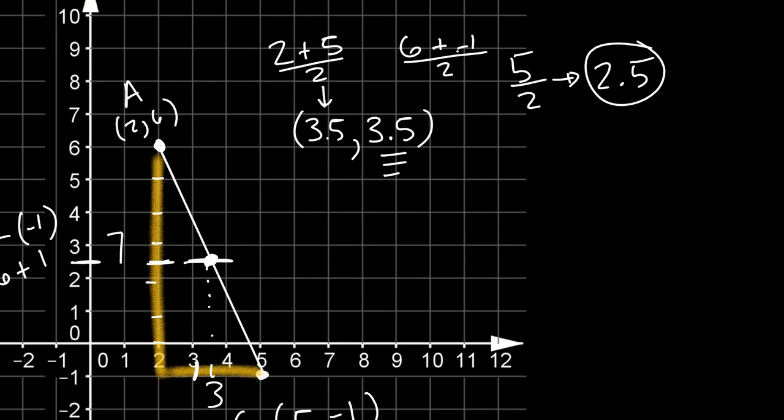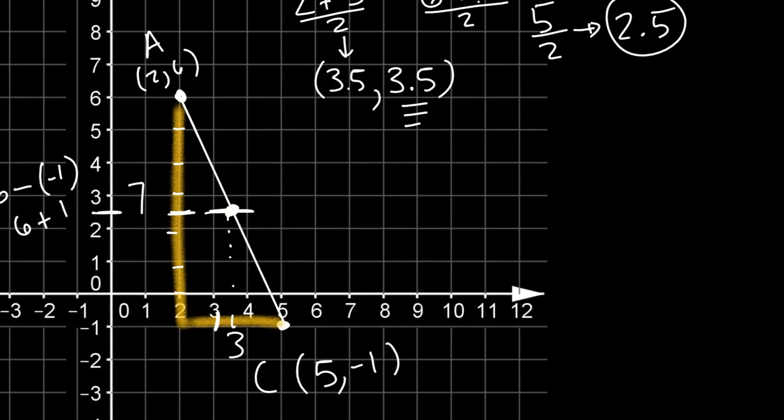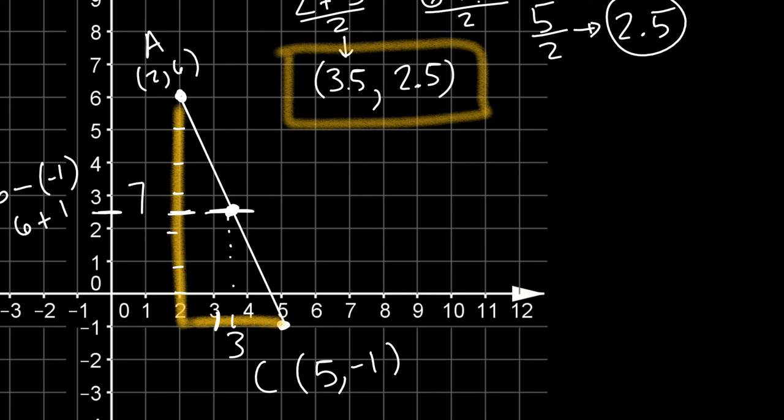So the problem was, 6 plus negative 1 is 5, divided by 2 is 2.5. The problem was that I didn't read this right. So the y value should be 2.5. And for those of you that were screaming at your computer screen, thank you. I think I heard you. So the location of my midpoint is at (3.5, 2.5). X is at 3.5, Y is at 2.5.